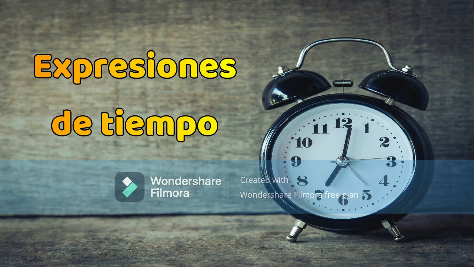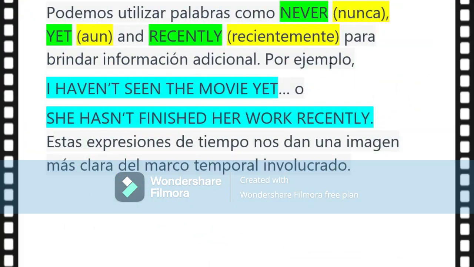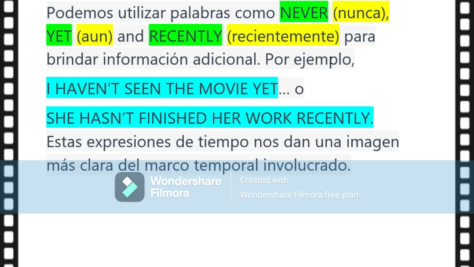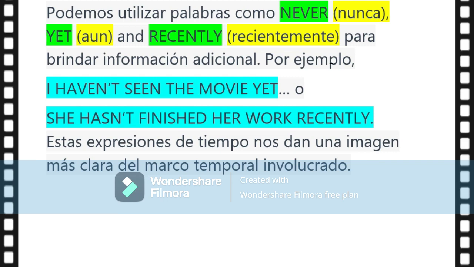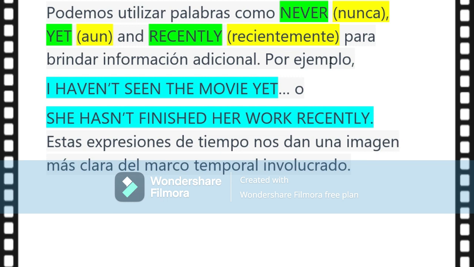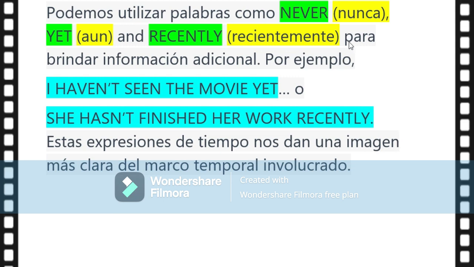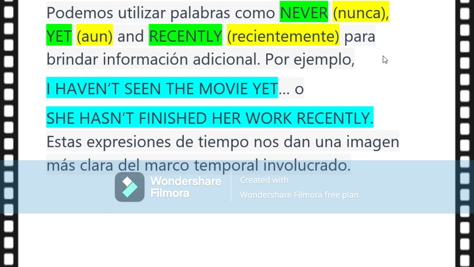Okay, so let's see some time expressions. How you put in some time expressions. In this case, we can use words like never, yet, recently, in order to give additional information. For example, I haven't seen the movie yet, or she hasn't finished her work recently. These time expressions give us a clearer idea of the time frame.